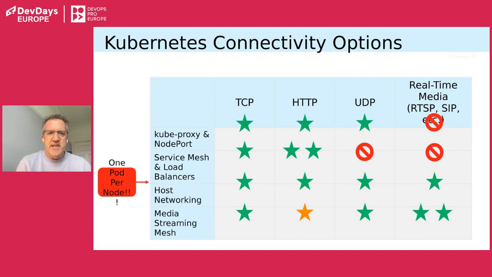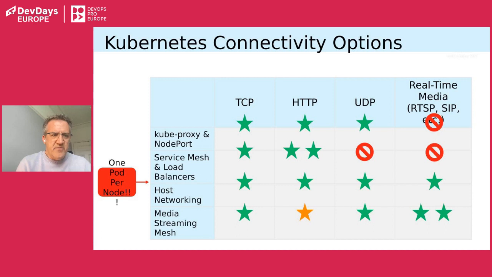In terms of connectivity in Kubernetes and what your different options are, obviously the default option is just to use kube-proxy and NodePort. This is just the default NAT-based approach, which works fine for TCP, HTTP, and UDP. But the challenge is that, as I mentioned before, with the port negotiation, it can't work for real-time media because it can't know those ports ahead of time.